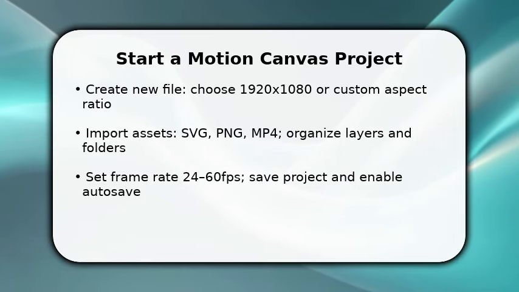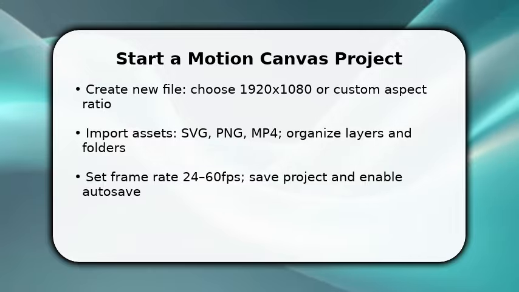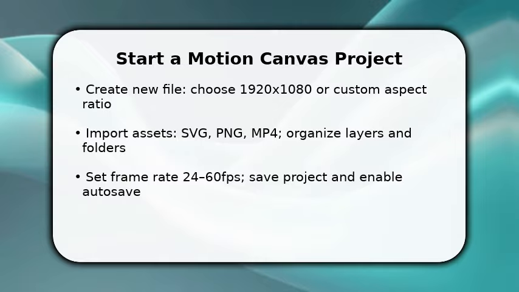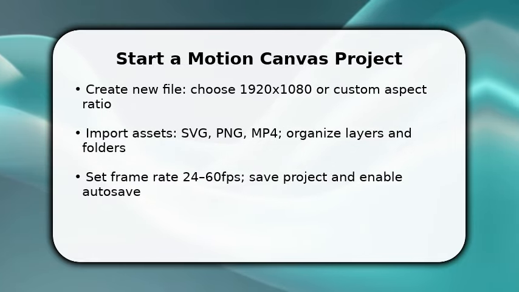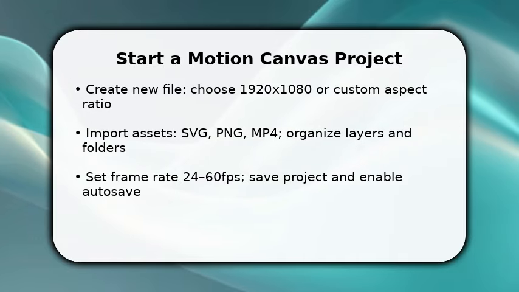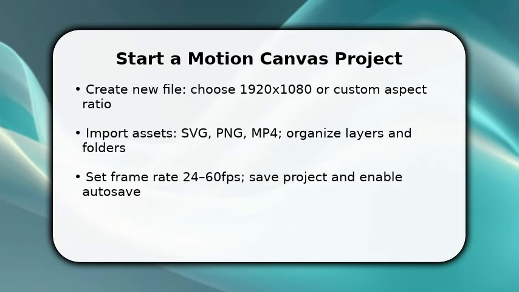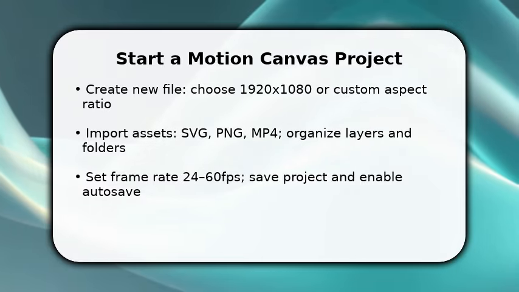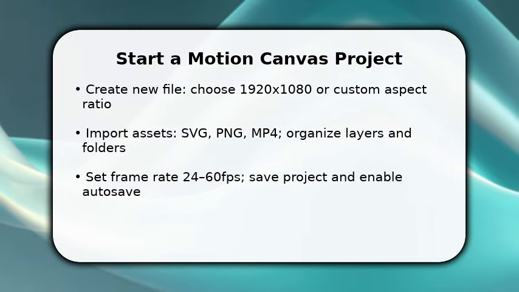You begin by making a new Motion Canvas project with the exact canvas size you need. Choose 1920x1080 for standard video. Import vector and bitmap assets right away and arrange them into named layers so you can animate logically. Set frame rate to match delivery, 24 for film, 30 or 60 for web, and turn on autosave.